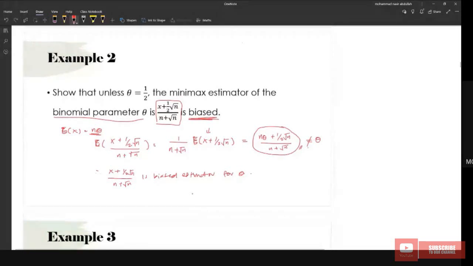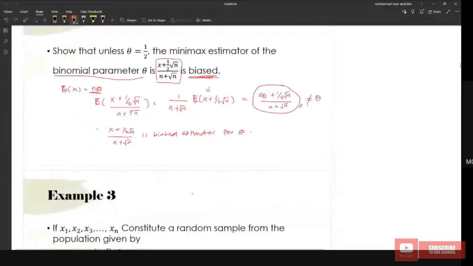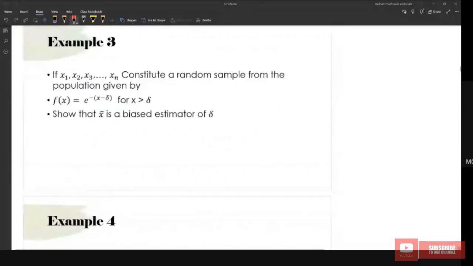So now look at example number three. For example number three, if x1 until xn constitute a random sample from a population given by the PDF f(x) equals exponential of negative (x minus delta), right? So x is more than delta, right? So we need to show that x bar is a biased estimator for delta.